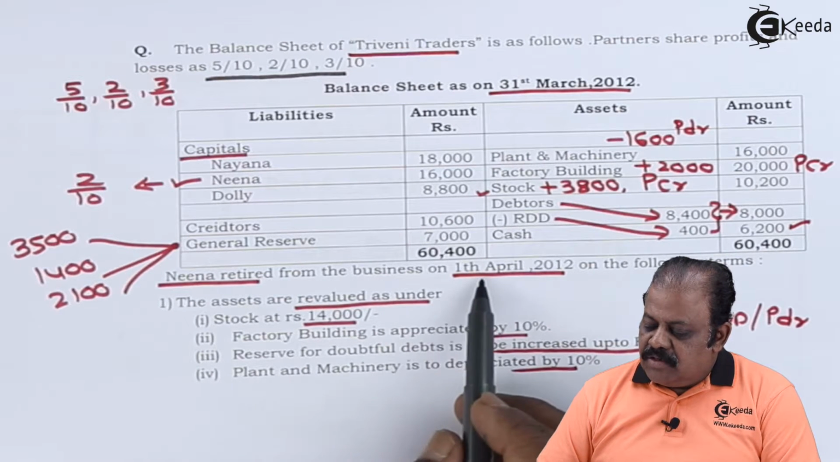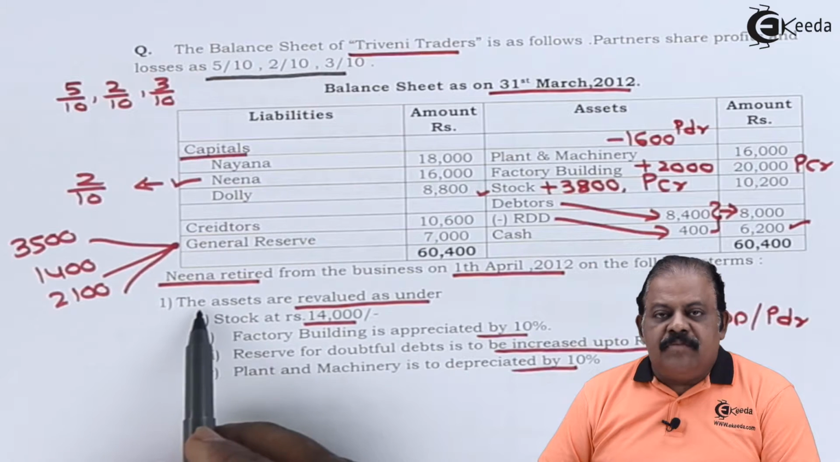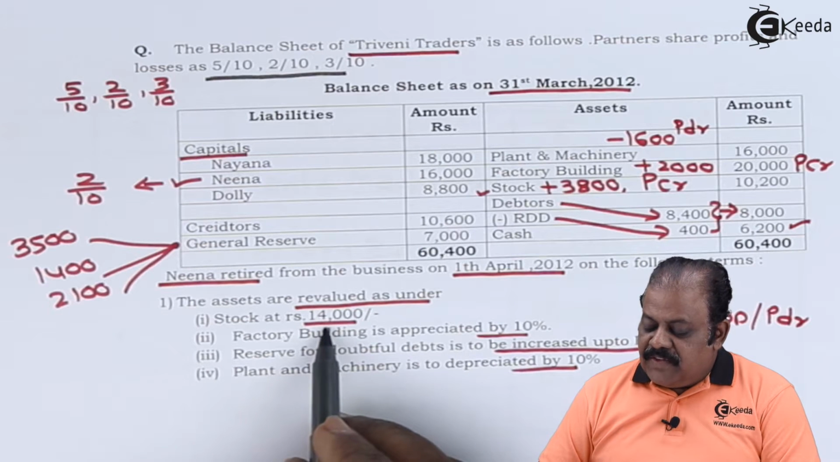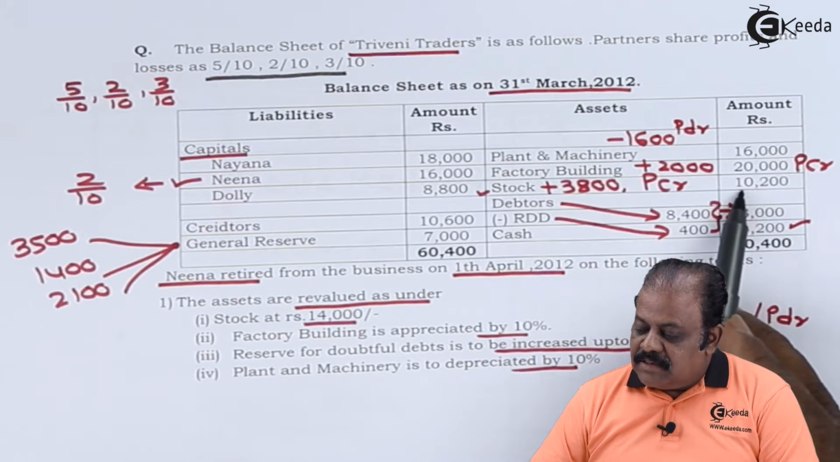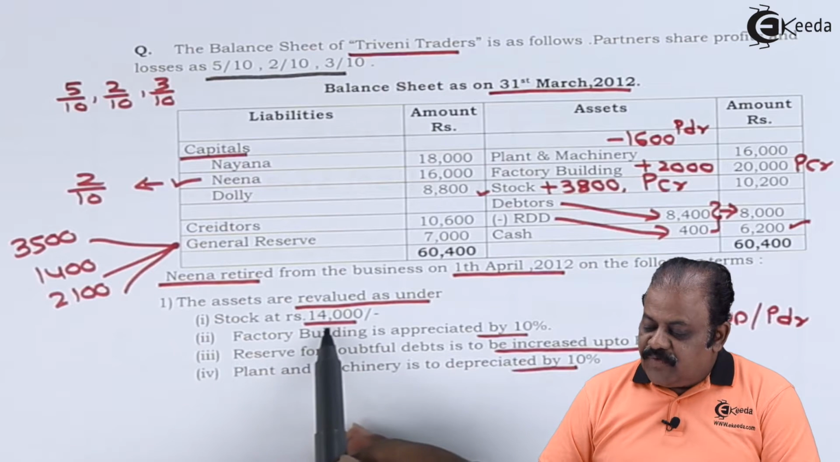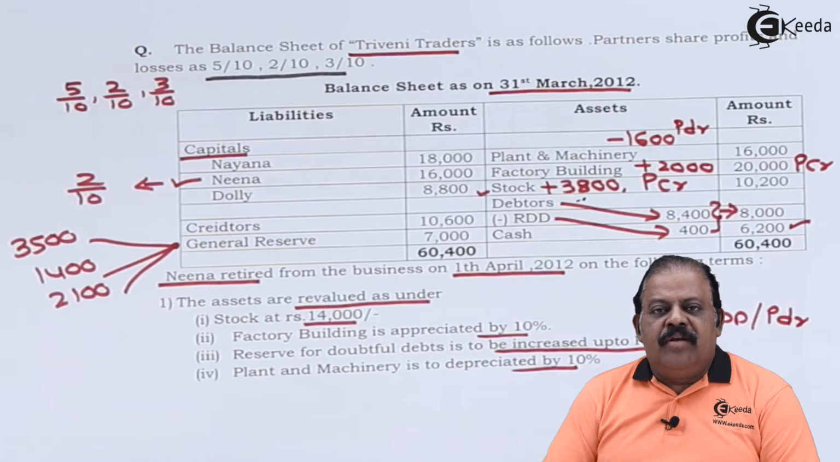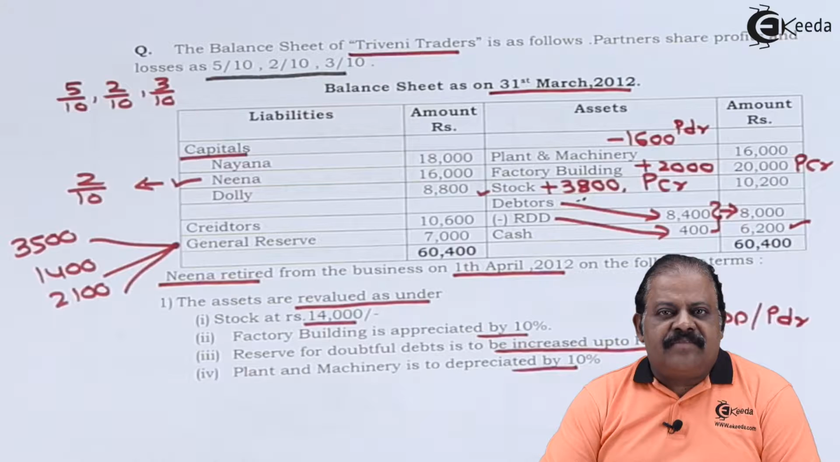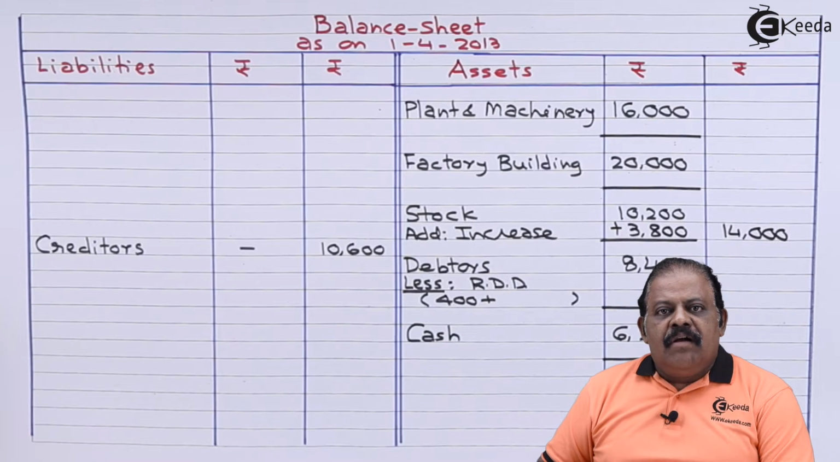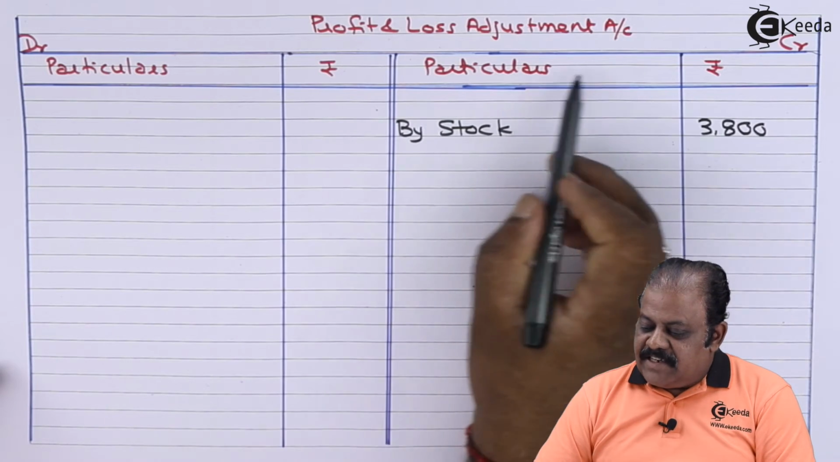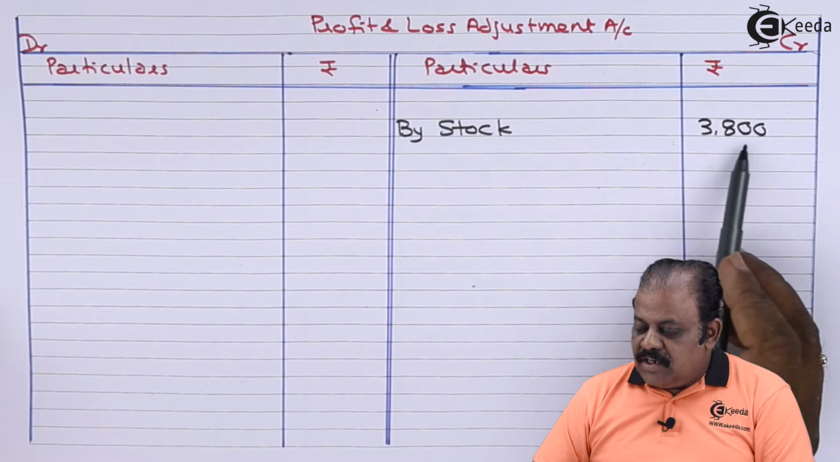Nina retired from business on 1st April 2012 on the following terms. The assets are revalued as under. Stock 14,000. Here the value of stock is 10,200. It is revalued at 14,000, which means it has gone up by 3,800. 3,800 will be credited to profit and loss adjustment account, and this amount will be added to stock value on the asset side. Stock 10,200, add increase 3,800, revalued value 14,000. Profit and loss adjustment account credit by stock 3,800.